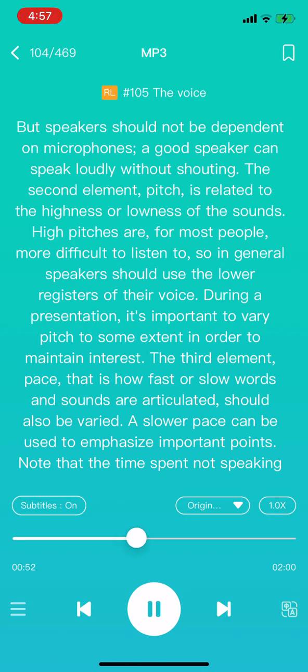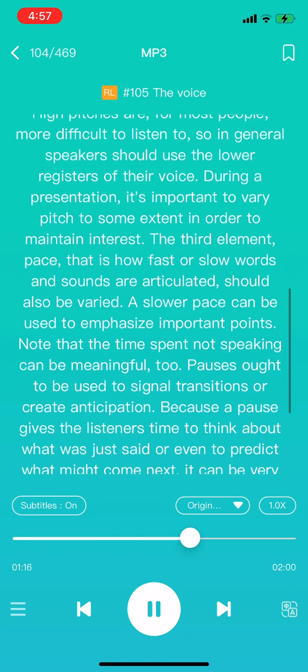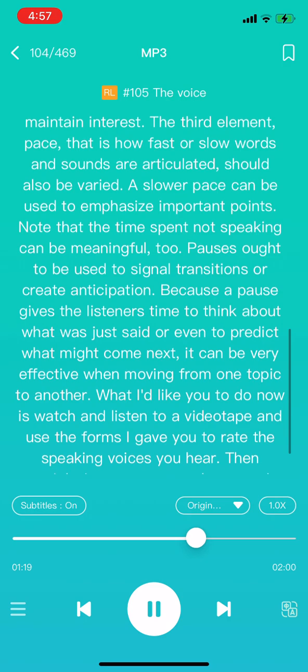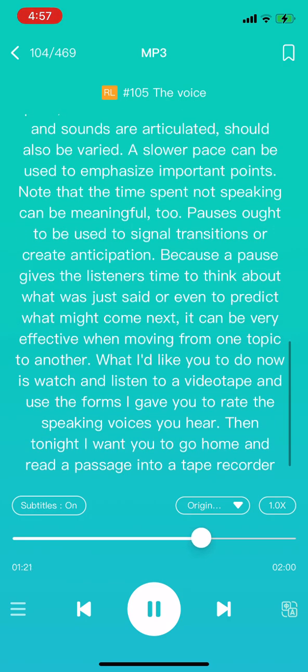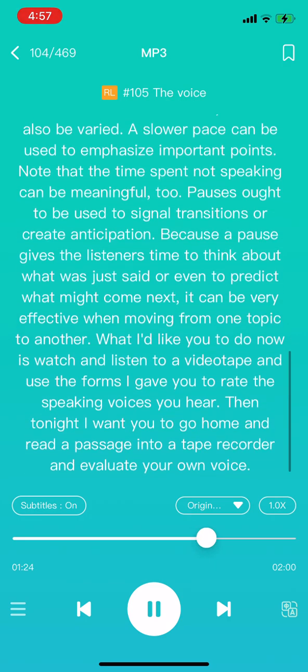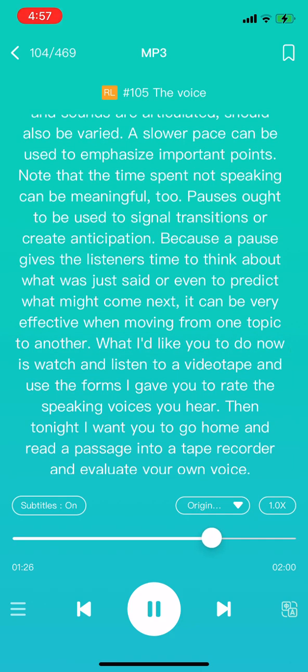The second element, pitch, is related to the highness or lowness of the sounds. High pitches are for most people more difficult to listen to, so in general, speakers should use the lower registers of their voice. During a presentation, it's important to vary pitch to some extent in order to maintain interest. The third element, pace, that is how fast or slow words and sounds are articulated, should also be varied. A slower pace can be used to emphasize important points. Note that the time spent not speaking can be meaningful too.